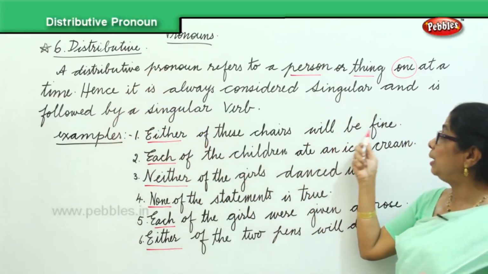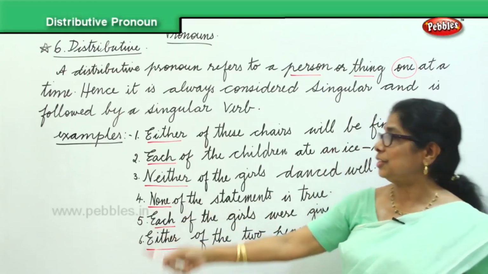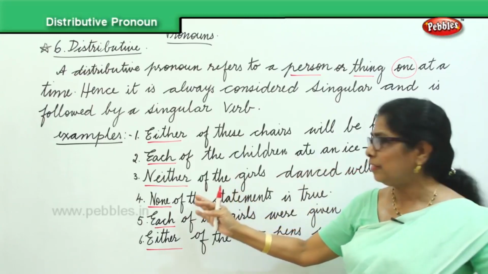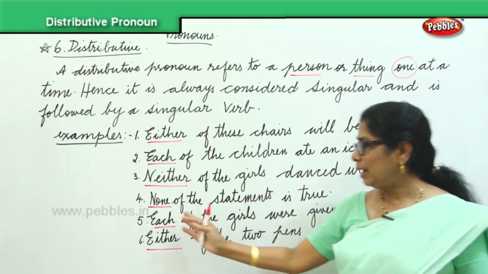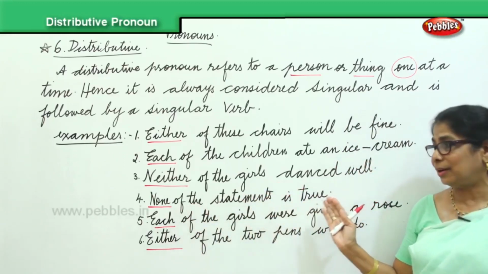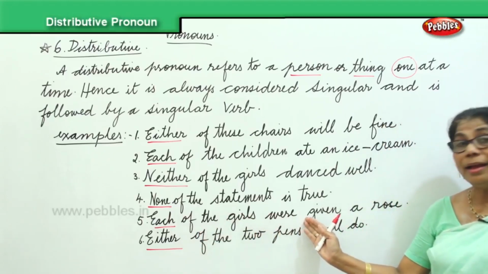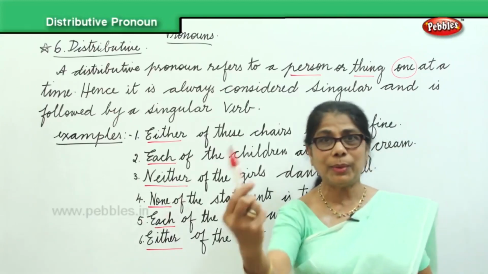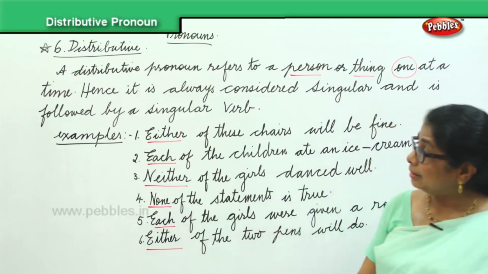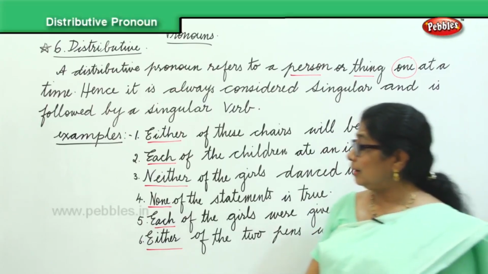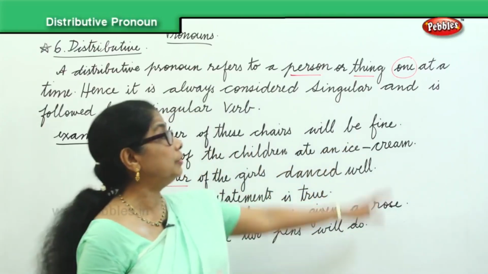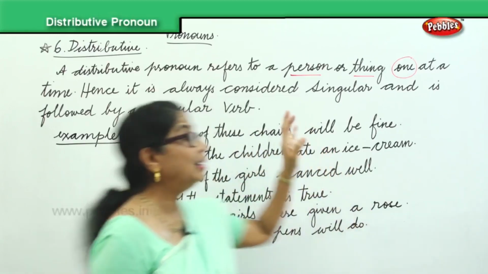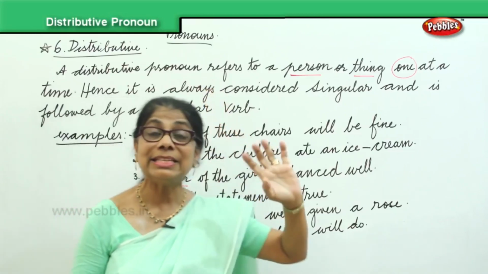Either of these chairs will be fine. This or this chair, either of these. Each of the children ate an ice cream. Neither of these girls danced well. None of the statements is true. Each of the girls was given a rose. Either of the two pens will do. So the words either, each, neither, none, all these refer to one. We're talking one thing at a time. So identifying a distributive pronoun is easy.